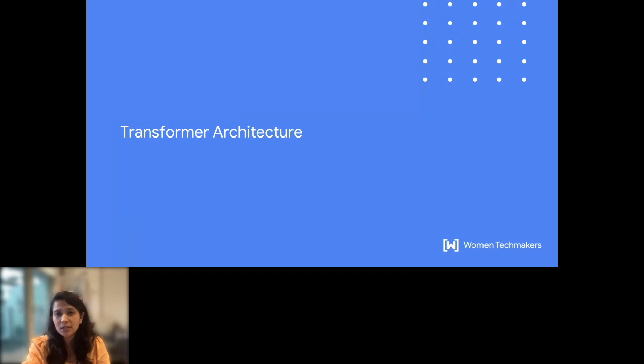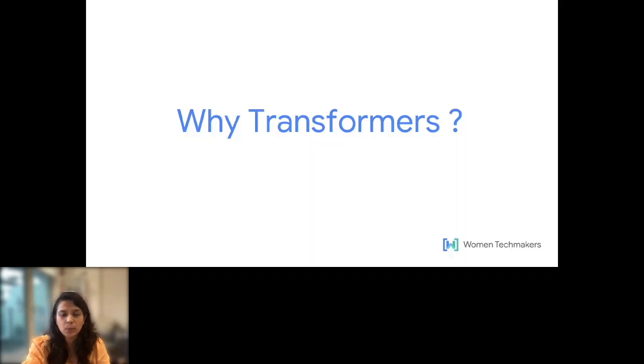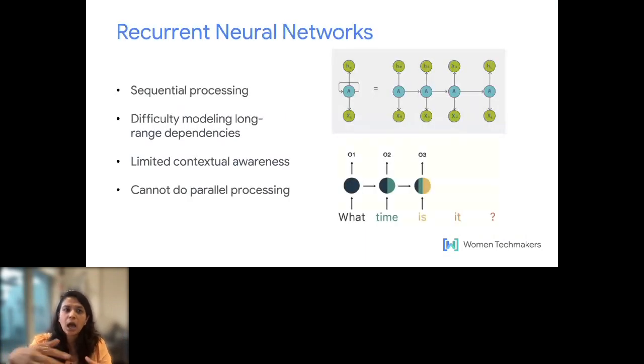Now, before getting into the transformer architecture, we need to know why transformers even came into being. Okay, so to understand that, we need to understand how recurrent neural networks work. Recurrent neural networks are neural networks that are good at modeling sequence data. When I talk about sequence data, text is a form of sequence data. So let's say I am asking a question, what time is it? If I'm asking this question to a chatbot, that is basically sequence data which the chatbot has to process.